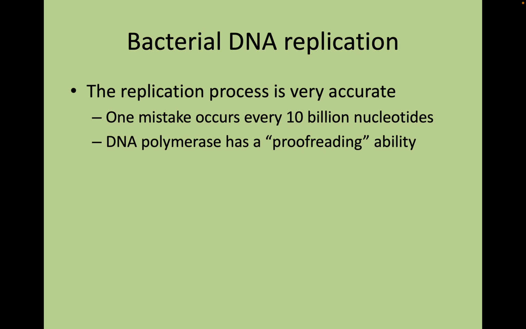Bacterial DNA replication is a process that's very accurate. There's really only one mistake out of every 10 billion nucleotides. DNA polymerase has a proofreading mechanism, so it can check for mistakes and correct them.